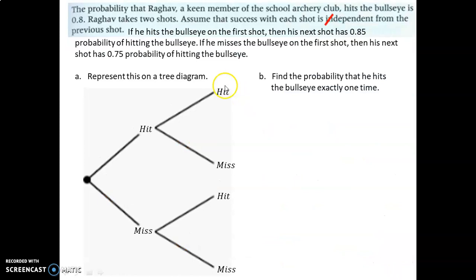Okay, next question. Same student taking shots, but now we're going to look at a dependent situation. That means if he hits the bullseye on the first shot, then his next shot is 0.85 probability of hitting the bullseye. So he's gotten some extra confidence and he's more likely to hit a bullseye the next time. Or contrary to that, if he misses the bullseye on the first shot, then his next shot has only a 0.75 probability of hitting bullseye. So if he misses one, his confidence goes down a little bit. So now this is a dependent situation.